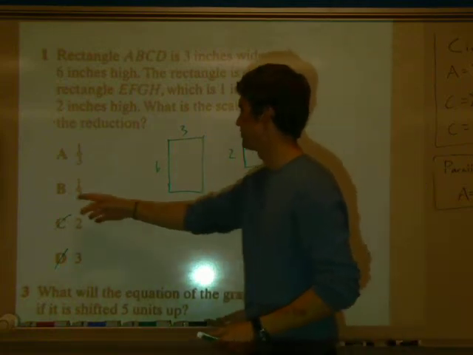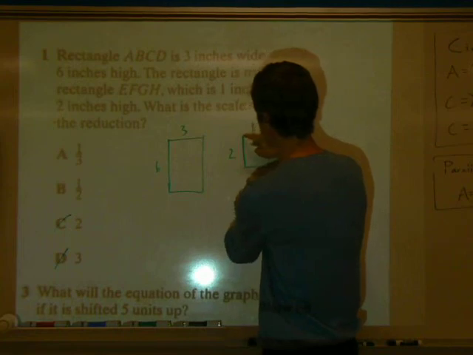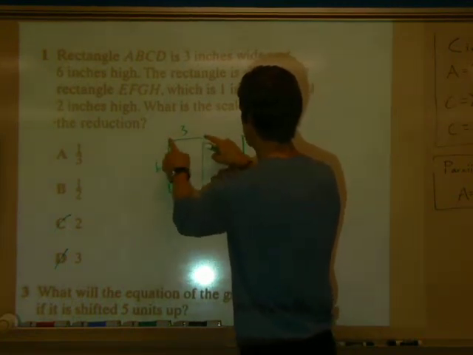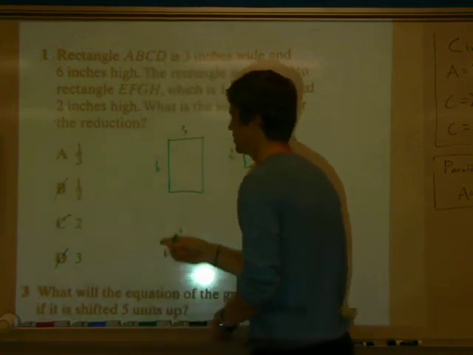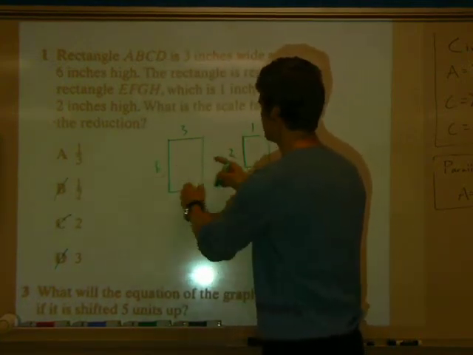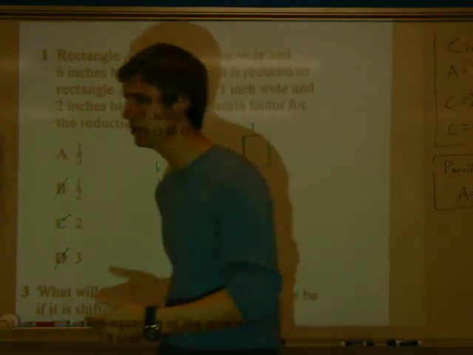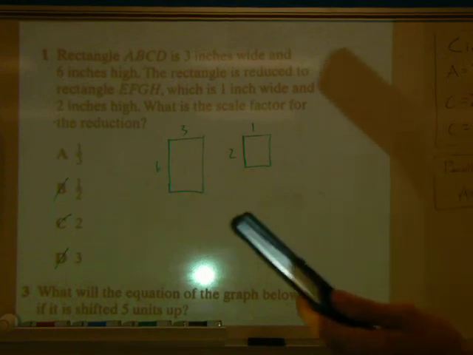What about the 1/2? So 6 times 1/2 would be 3, and 3 times 1/2 would be 1.5. That's not the case, so it can't be 1/2. The answer has to be a third, right? A third of 3 is 1, a third of 6 is 2. You don't believe me? Do it on your calculator. Do 1/3 times 6 and see if you get 2.